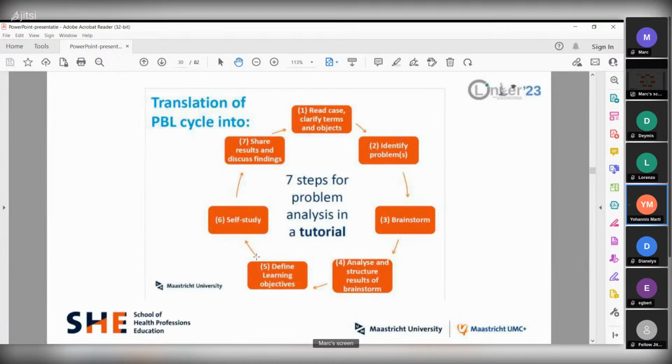You analyze it and you define the learning objectives. With those learning objectives, you go home and you go study. You go to the library and you look online for sources. And then on the next tutorial group, you come back and you share your results and discuss your findings. Which is very interesting because sometimes people find different things, and then you go into a discussion and learn from each other why it is different, or why you should view it a certain way, or maybe you've missed something and then someone else can explain it to you.